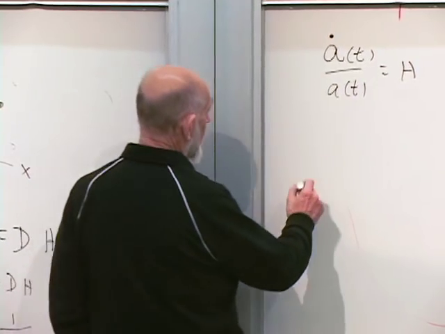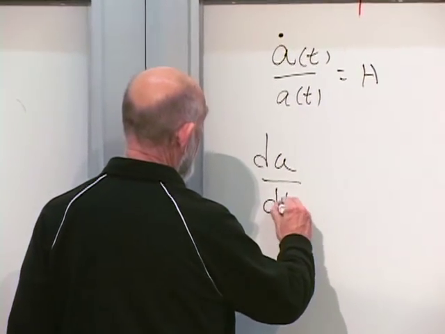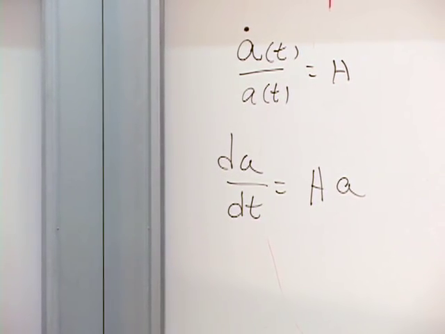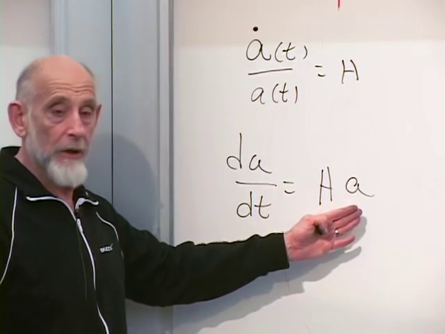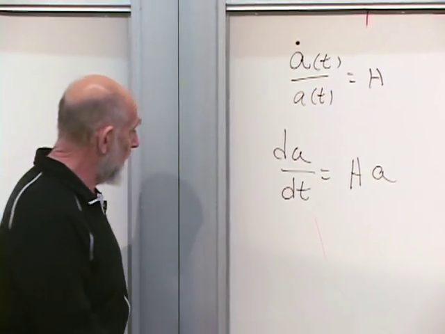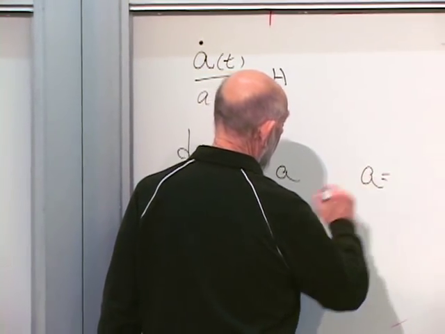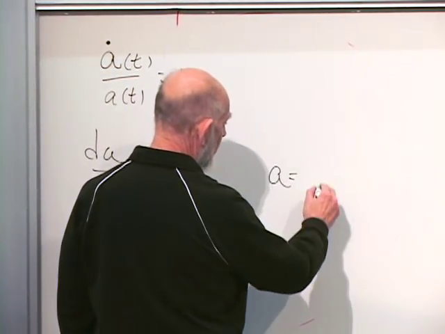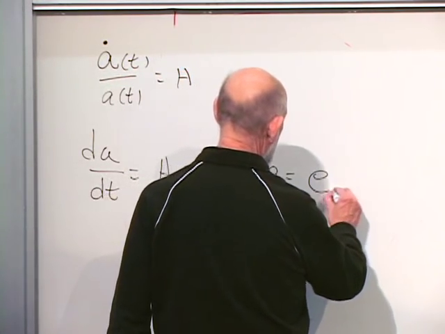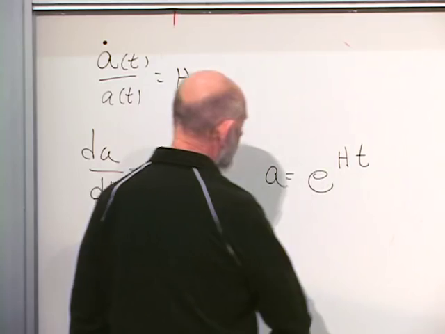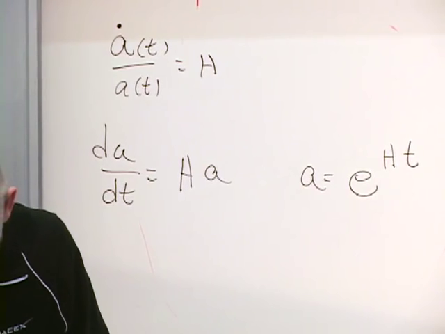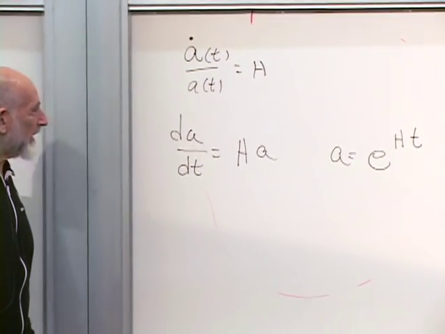Let's rewrite this equation. It says da/dt is equal to H times a. Another way of saying that is that the rate of change of something is proportional to the thing itself. And what is the solution of an equation like that? Exponential. a equals a at some fixed time, it doesn't matter what time, times e to the Ht. The scale factor increases exponentially, the distance between pairs of points increases exponentially, and that's called an inflating universe.